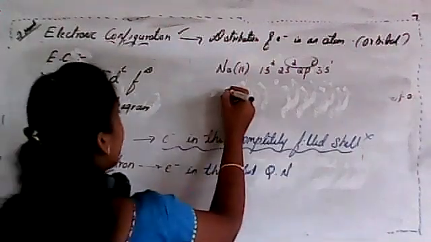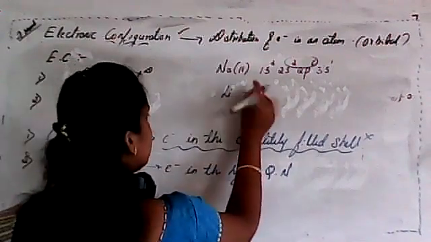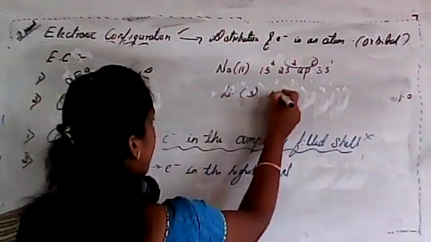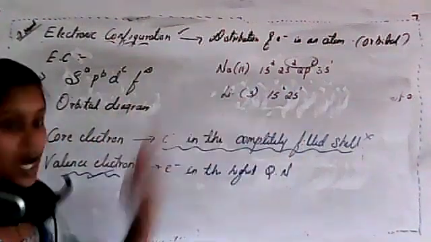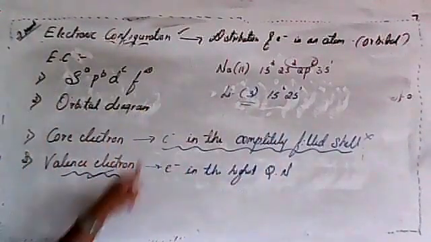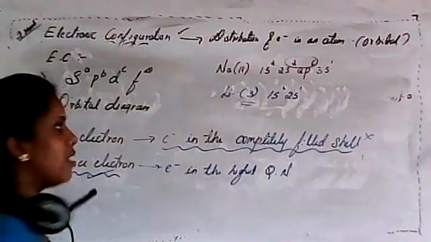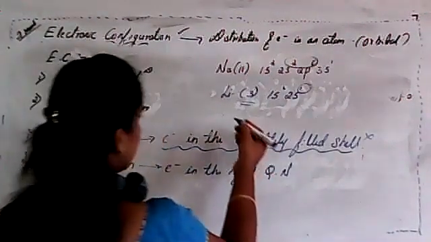If I consider lithium, atomic number 3, 1s2, 2s1. Now the question, how many valence electrons? The total number of electrons present in lithium is 3. The question is, how many valence electrons are present in lithium? Yes, only 1. Isn't it?